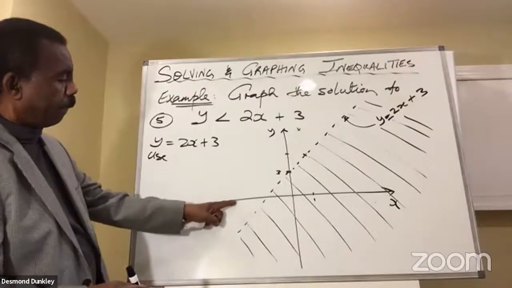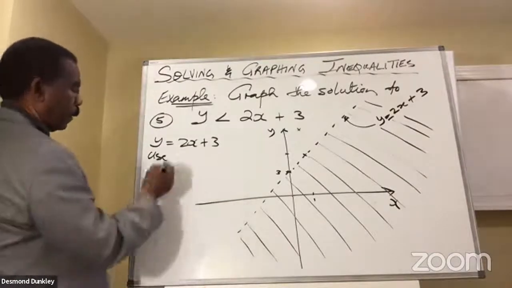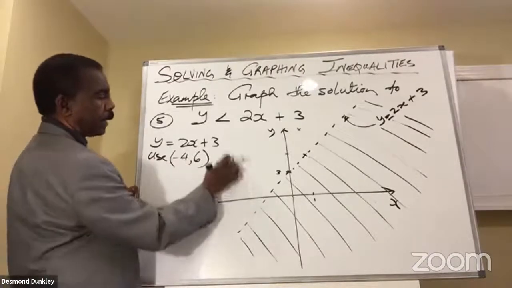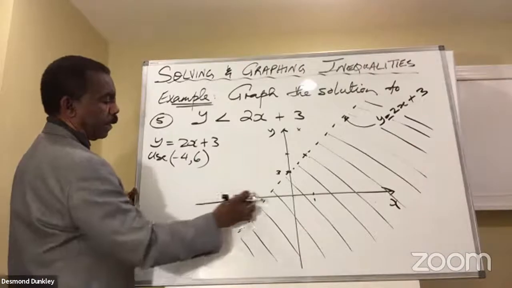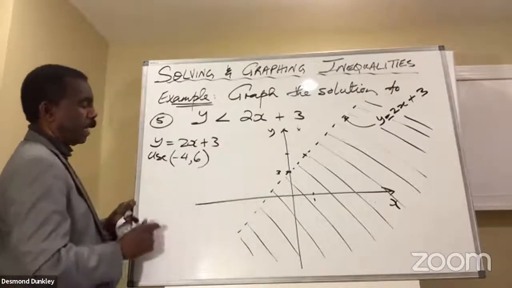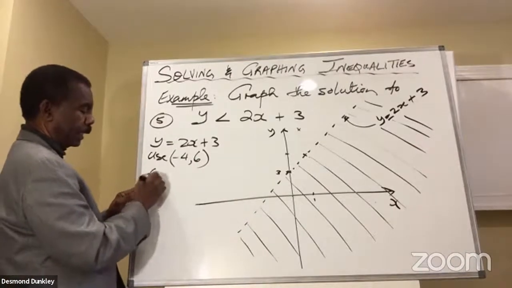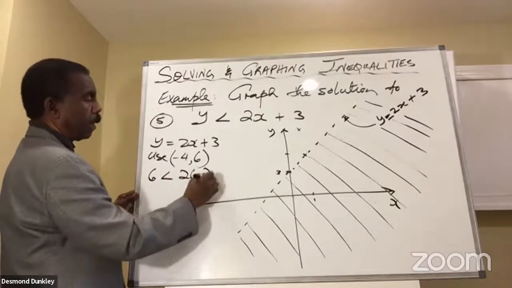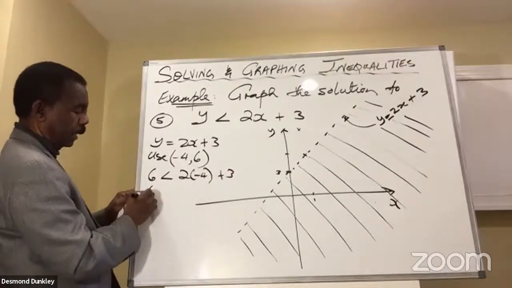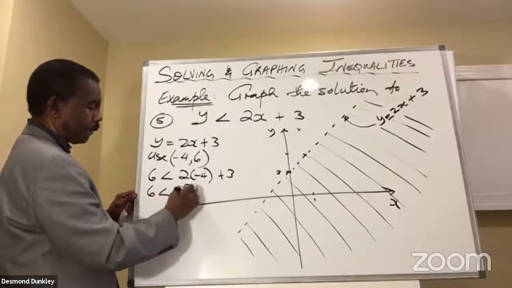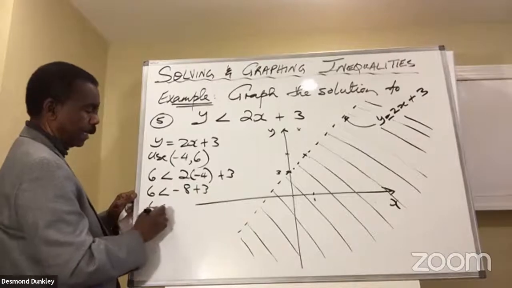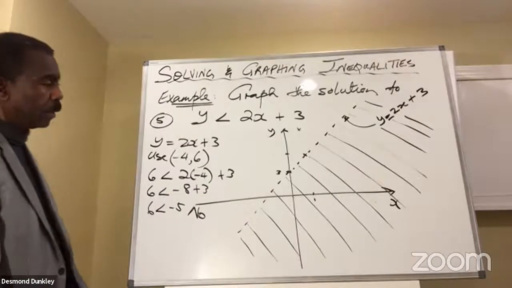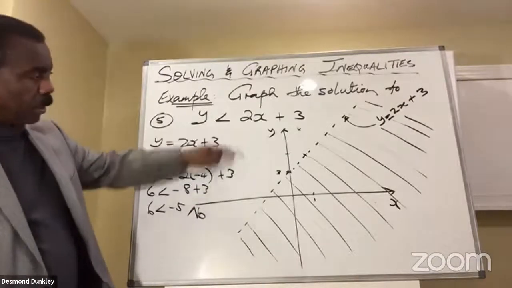Say -4, 6. Use -4, 6. So that's something in the second quadrant here. Okay, so the y value is 6. Is 6 less than 2 times -4 plus 3? Is 6 less than -8 plus 3? Is 6 less than -5? The answer is no. So this doesn't work at all.